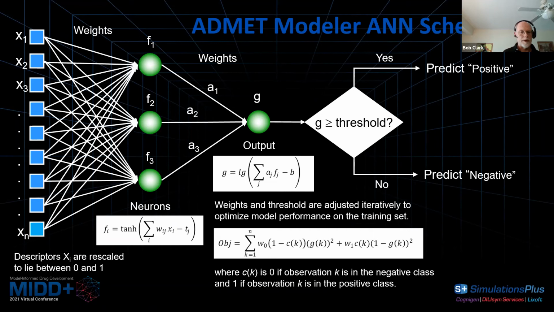The objective function is this complex thing here, which is basically, the C is an indicator function, telling you whether the observation is a ground truth positive or negative observation. Each starts from a set of initially randomized weights.